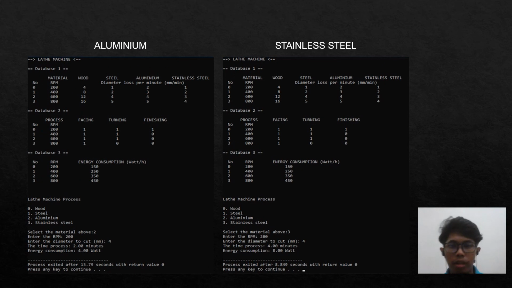Also for aluminium and stainless steel, the process is still the same, but the difference is at the time process and energy consumption. For aluminium it takes 2 minutes for the time process and 4 watt for the energy consumption, while stainless steel takes 4 minutes for the time process and 8 watt for energy consumption.